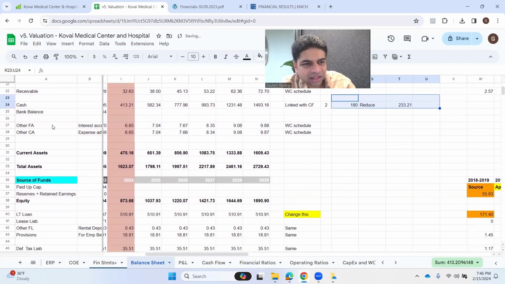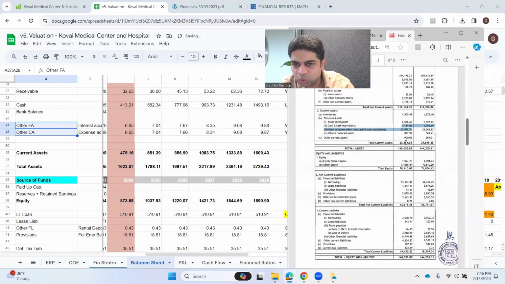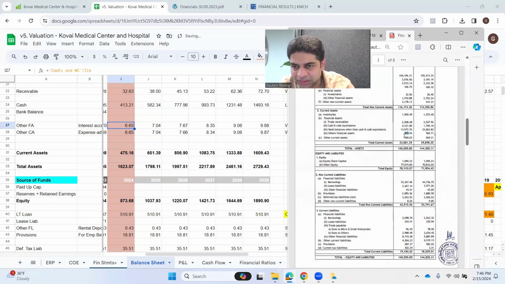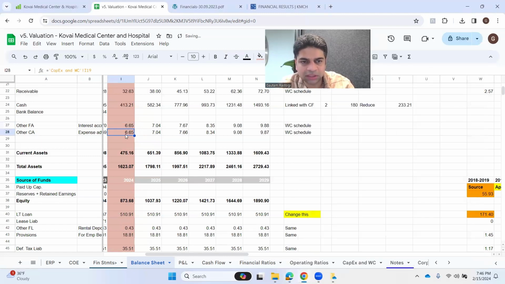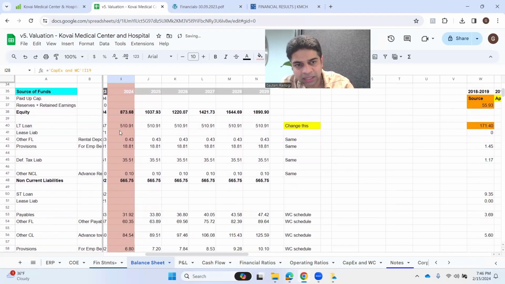Okay. So again, other financial assets and some other working capital items are very small. Not too worried about them. Other financial assets is 8.7 CR. Ours is 6.65. So that's fine. Other current assets is 9 CR. Okay, this is fine. Let me just move past it and let me check debt.